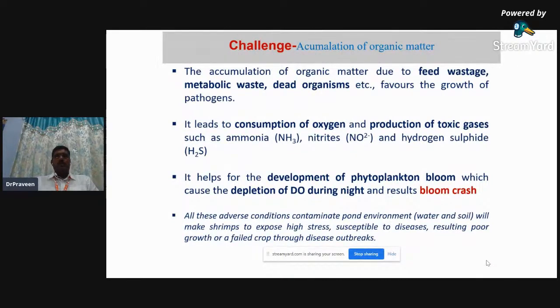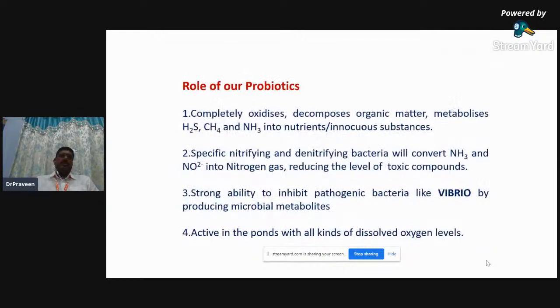Feed wastage, metabolic waste, dead organisms, toxic gases, bloom crash, everything contaminates the pond environment, water and soil, and causes stress for the shrimp. It makes shrimp susceptible to disease, and it leads to poor growth, and sometimes failed crops may also happen because of this kind of disease outbreak. All these problems are due to the accumulation of organic matter.